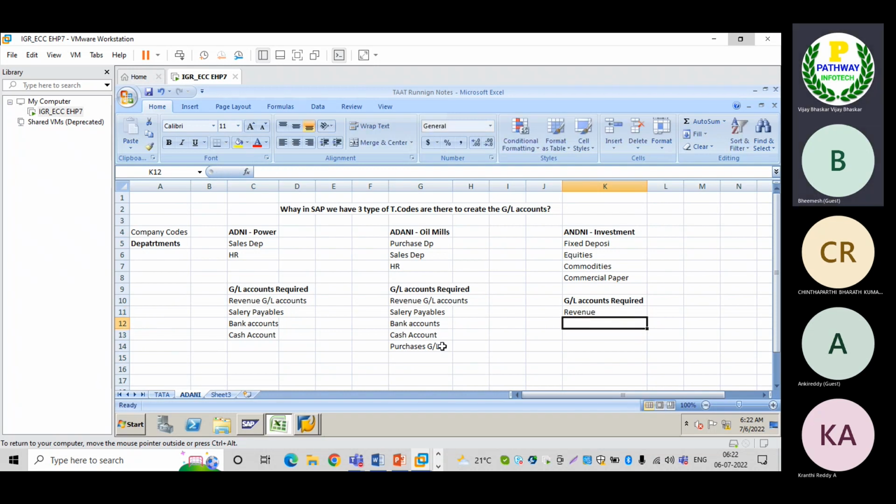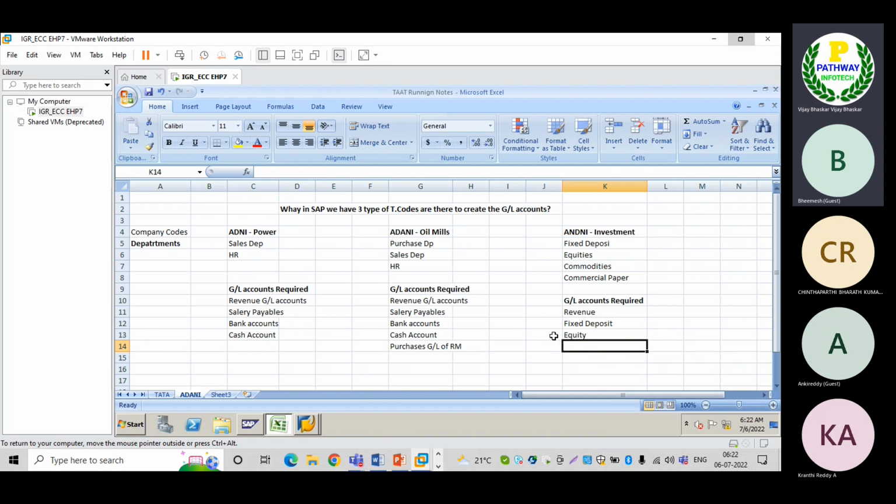Purchase GL accounts are not required, since procurement means purchases of raw material. When you invest in a fixed deposit, a fixed deposit account is required. If you are investing in equity, then equity GL accounts are required, while purchasing or while selling.